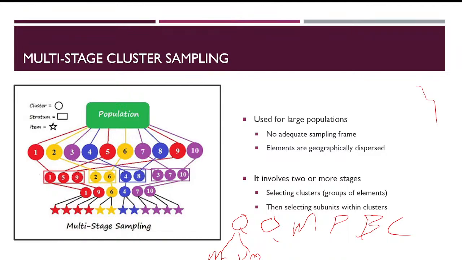So like I said, it sounds really complicated, and actually this is a terrible graph because it makes everything look much more complicated than it has to be. But that's all there is to multi-stage cluster sampling. Does that make sense? Okay, good.